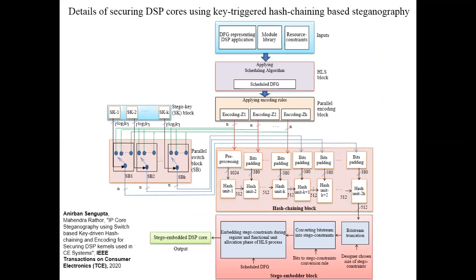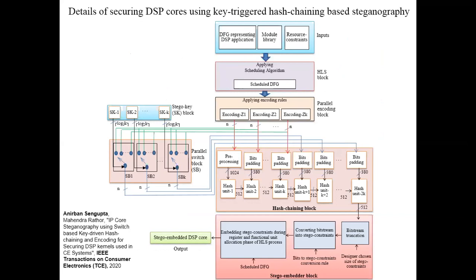Okay, so this is another algorithm that has been recently proposed this year in our lab by my group. This is known as the key triggered hash chaining based steganography process for IP core protection. It is a little complex, so I'll not go too deep into it, but I'll definitely try to make you understand it in as simple a way as I can.